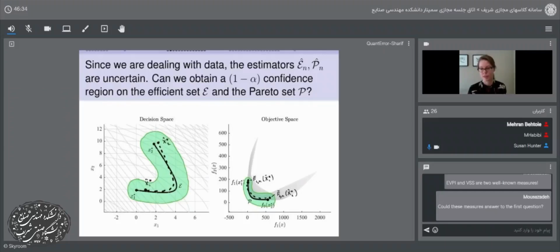And so we're dealing with data, right? We have the estimators E hat n and P hat n, they're uncertain. Can we obtain a 1 minus alpha confidence region on the efficient set and on the Pareto set? And so I just took a pen on an iPad and said, okay, it might look something like this in the decision space. It might look like something, these green areas. We'd like to be able to plot something like that to say, when I have my estimated efficient set, where do I think the region where the true one might lie would be?